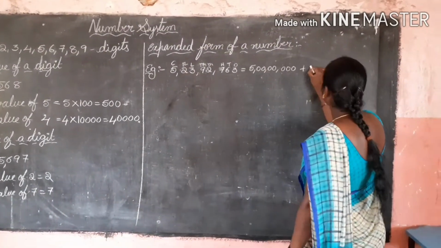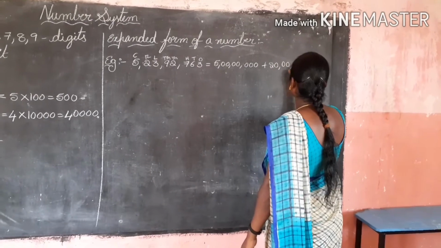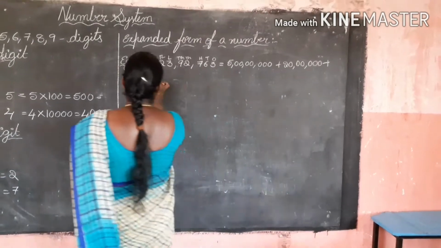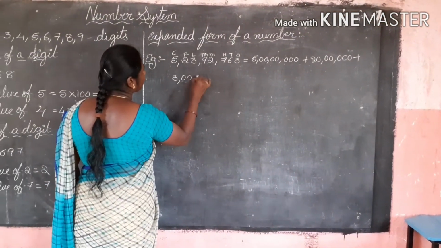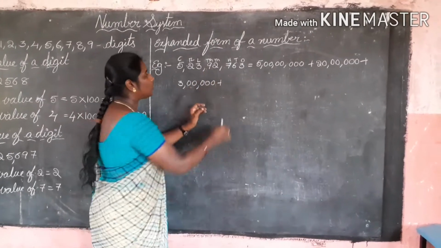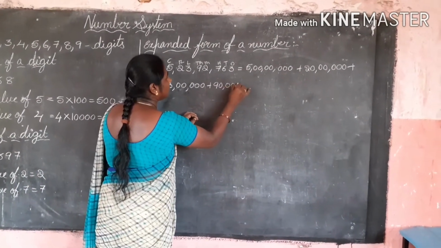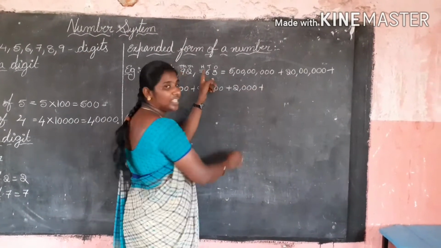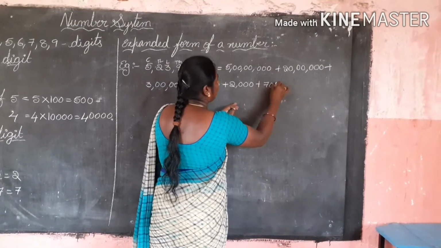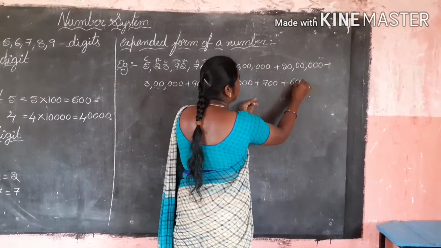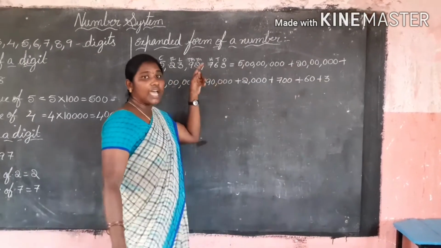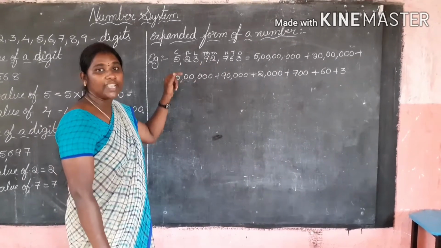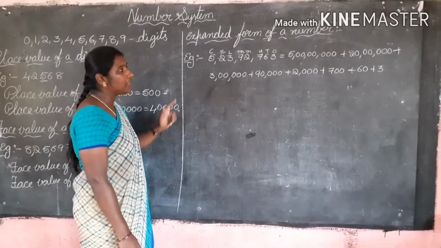Plus 2 is in the 10 lakhs place, 20 lakhs. Plus 3 is in the lakhs place, 3 lakhs. Plus 9 is in the 10,000 place, 90,000. Plus 2 is in the thousands place, 2,000. Plus 7 is in the hundreds place, 700. 6 is in the tens place, 60. 3 is in the ones place, 3. The expanded form of a number is the sum of its place values.